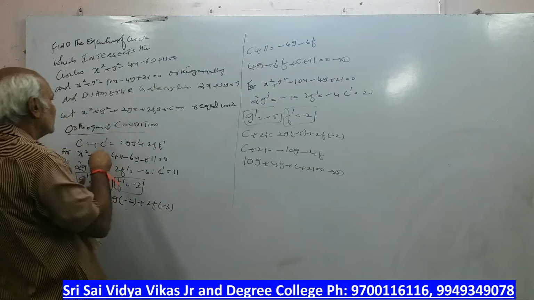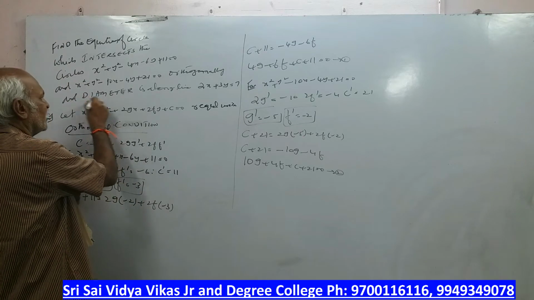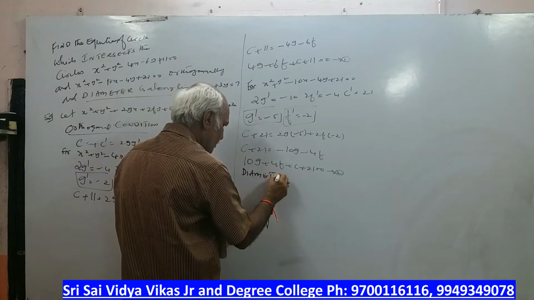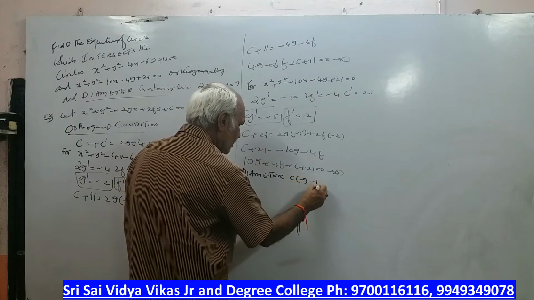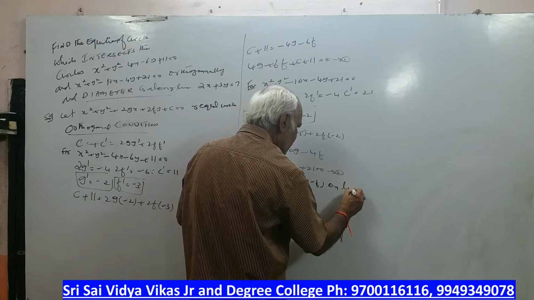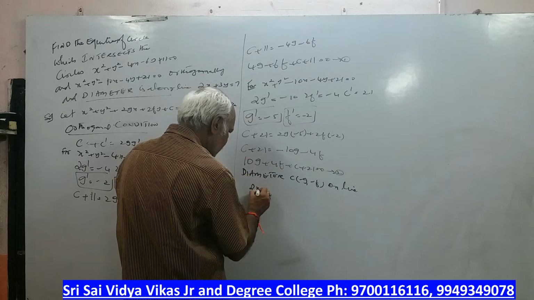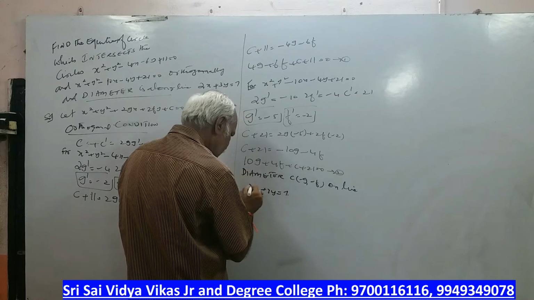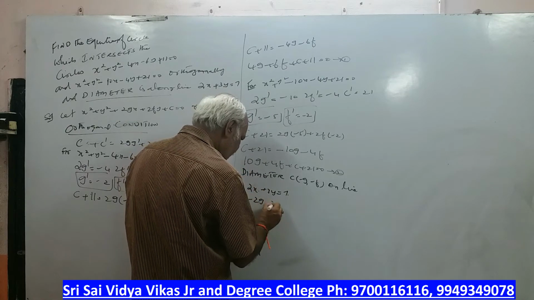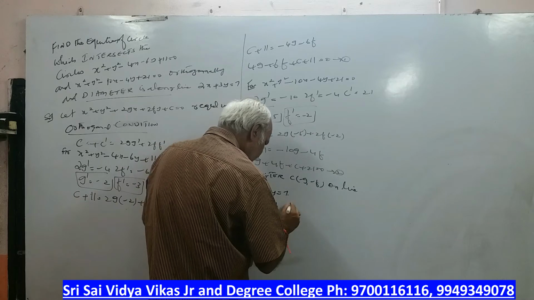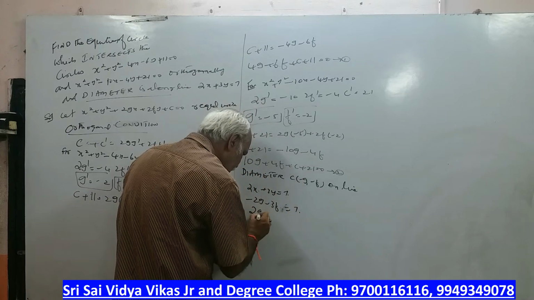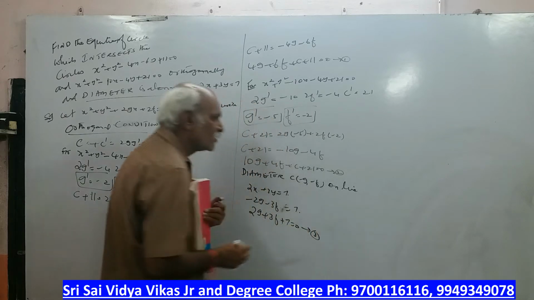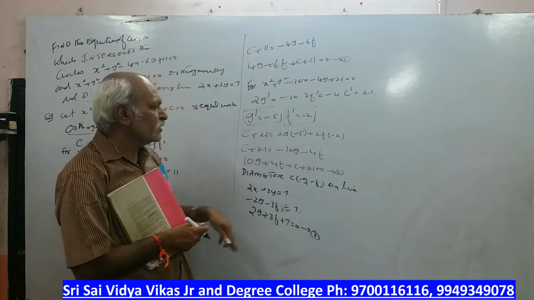Next, what does it say? It says the diameter is along the line. Diameter means the center is on the line. What is the line? 2x plus 3y is equal to 7. So it becomes minus 2g minus 3f is equal to 7, or 2g plus 3f plus 7 is equal to 0. Third equation. So you got three equations. I told you three conditions, three equations.